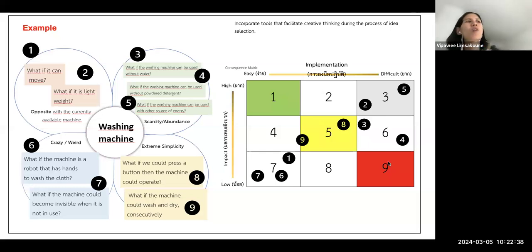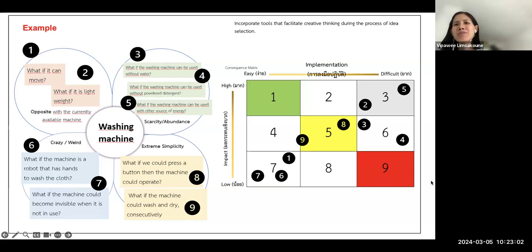This is an example of combining idea selecting tools. This one is what if. Then I put the number for it. Then I could analyze. Number 1, what if it can move? The positive impact is low. I could walk there and put my clothes inside, right?